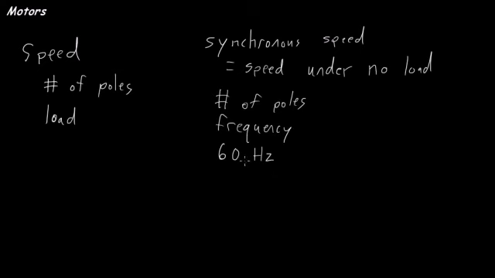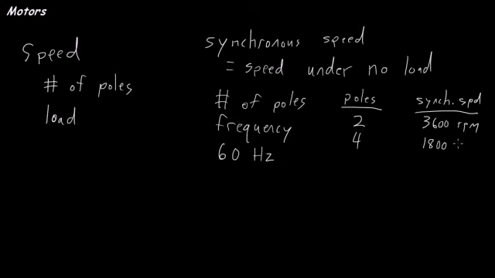60 hertz for the US, typically 50 hertz in Europe. So at this frequency, and given the number of poles, we can figure out what the synchronous speed of a motor is. So I'll give you some examples which are detailed in the notes. If I have 2 poles, so this is my number of poles, and this is my synchronous speed, 2 poles gives me 3,600 RPM. 4 poles, I have half that, 1,800 RPM. And then all the way down to, I've given you a table in the notes, 10 poles would be 720 RPM.